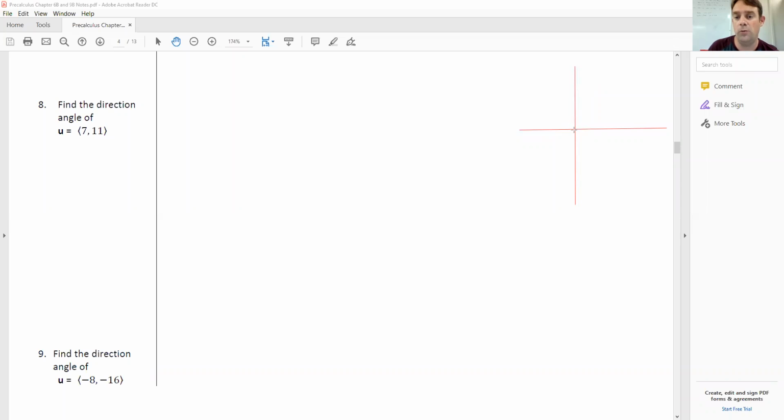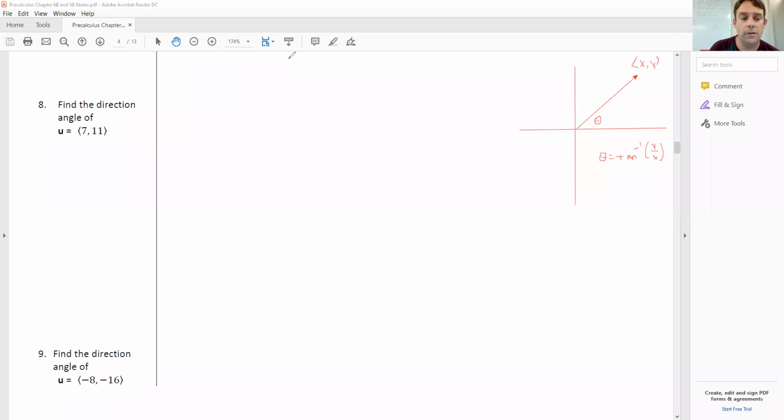and again, it could be anywhere on here. So I could have any vector I wanted to, whatever this component vector is. That directional angle is always going to be the inverse tangent of y over x. But we sometimes have to play with it a little bit to make sure that it's on our unit circle.